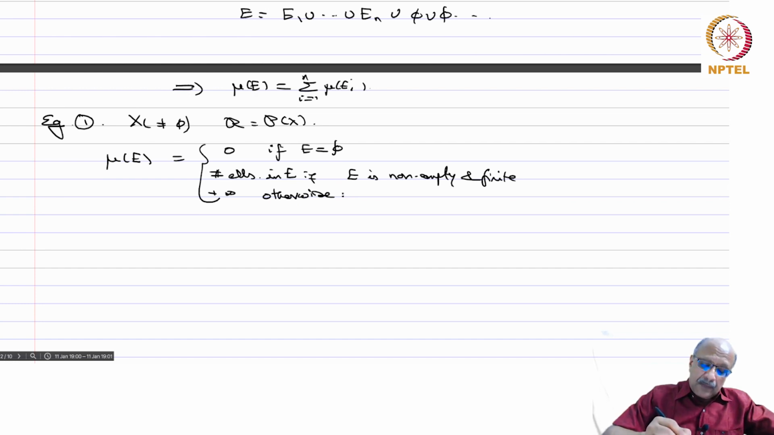So we have to check. The first property, it's non-negative and it is 0 for the empty set, so we only have to check countable additivity. So E_i, i equals 1 to infinity, mutually disjoint.